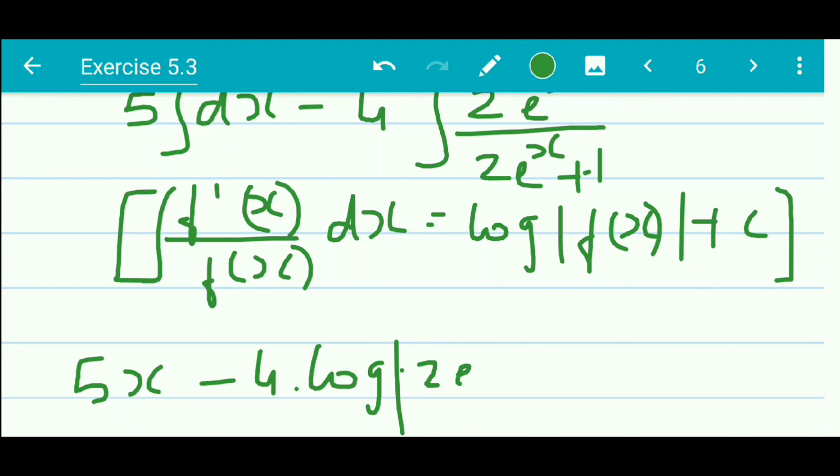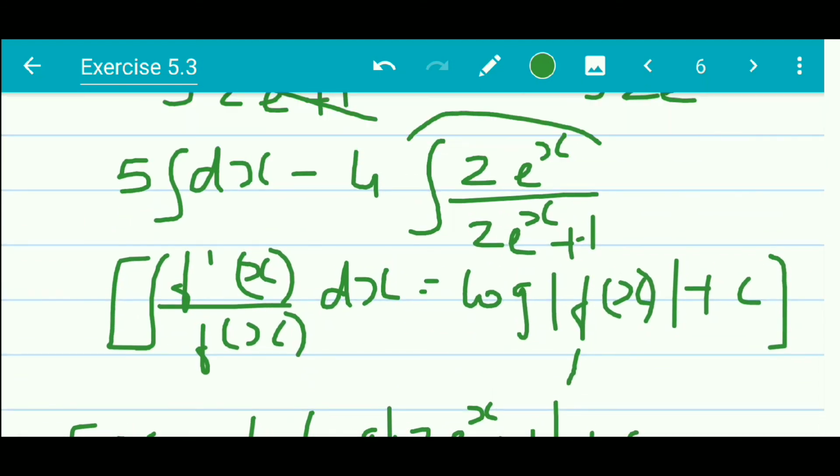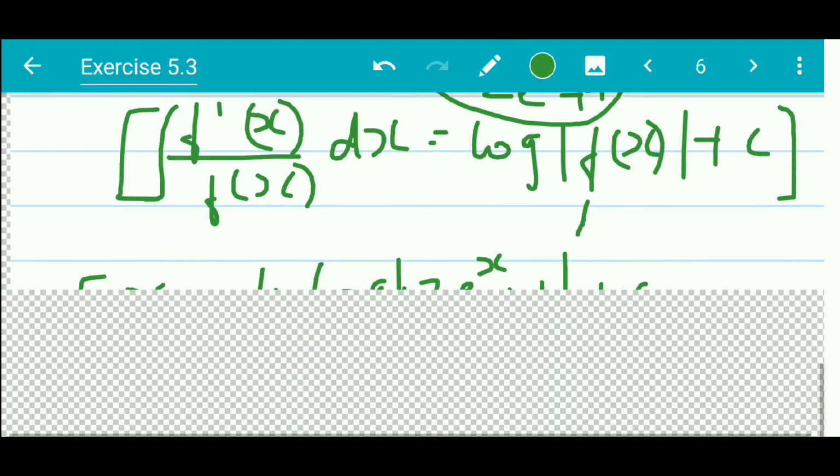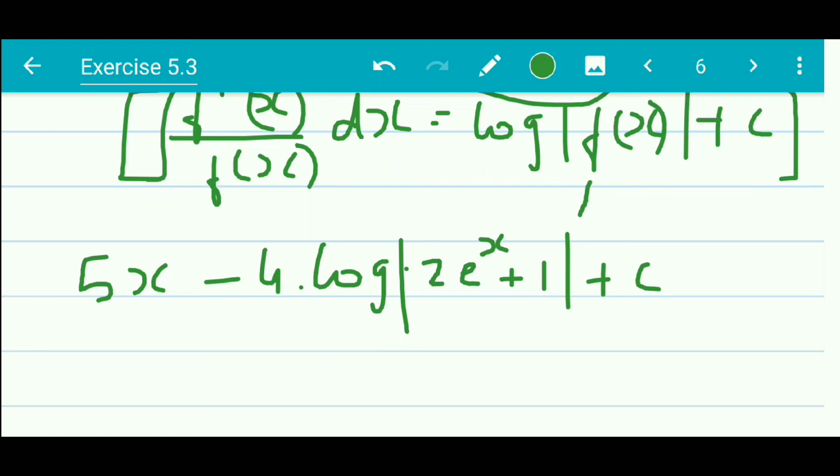plus 1. Because if you observe for the second term, in this particular integral, when you find the derivative of 2 e raised to x plus 1, it comes out as 2 e raised to x dx. So as a result, we can write log denominator plus c. So log of 2 e raised to x plus 1 plus c. So that becomes our answer. The final answer becomes that only.